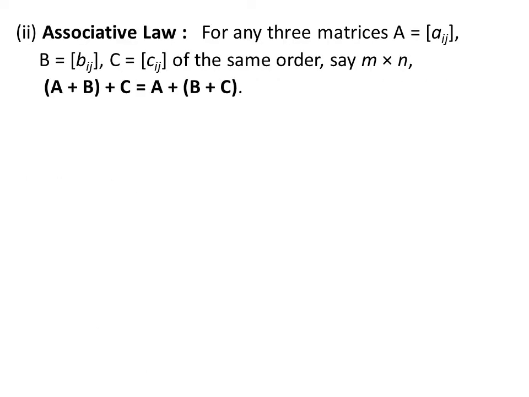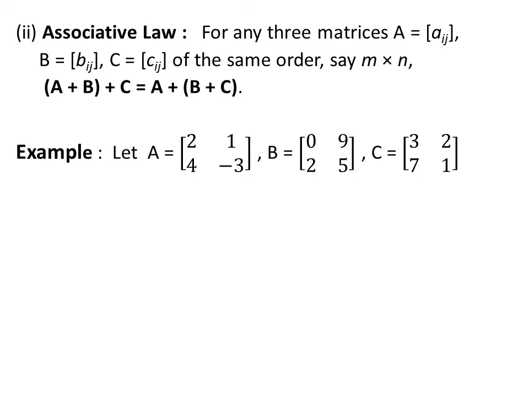Next is the associative law. For any three matrices A, B and C of the same order, (A plus B) plus C equals A plus (B plus C). Let's verify it. In this example, A, B and C are three matrices of the same order, that is 2 by 2. So addition of matrices is defined.